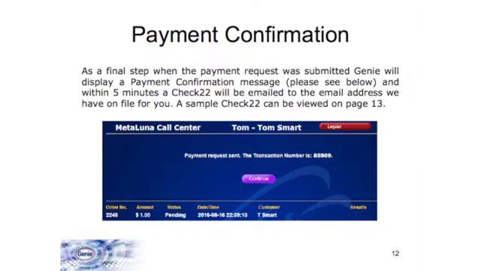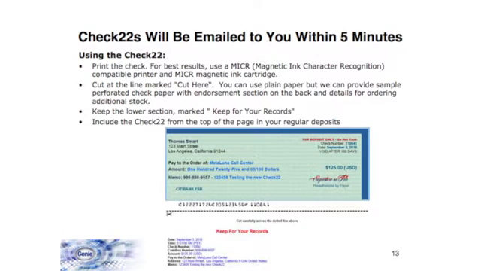Payment confirmation. As a final step, when the payment request is submitted, Genie will display a payment confirmation message. Please see below. And within 5 minutes, a check 22 will be emailed to the email address we have on file for you. A sample check 22 can be viewed on page 13. Check 22s will be emailed to you within 5 minutes.